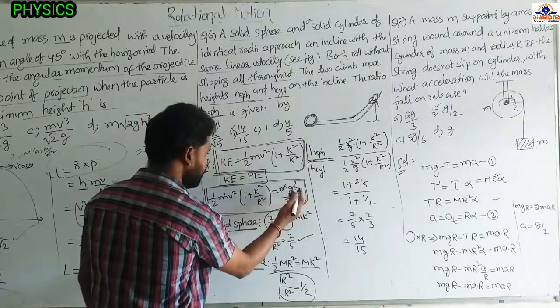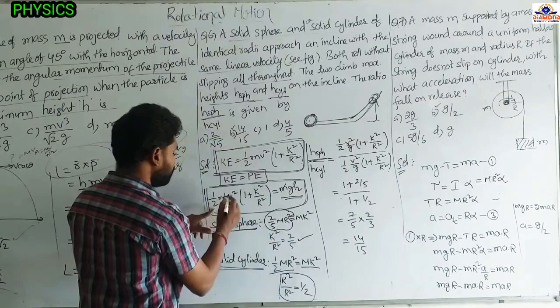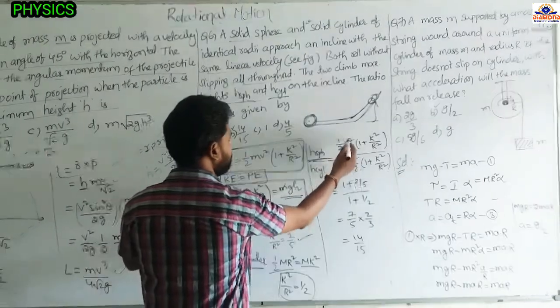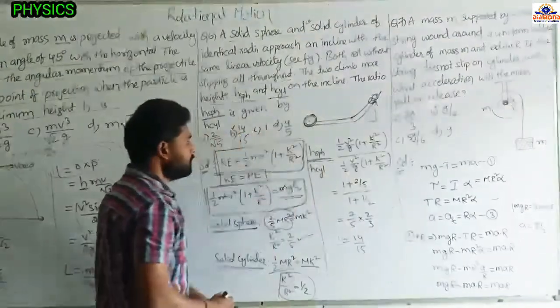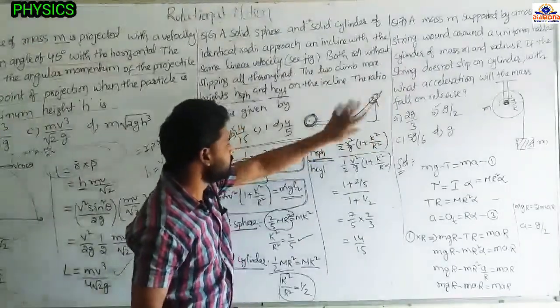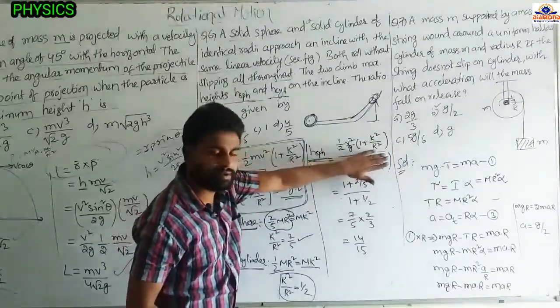The height I need: height equals, sending g to this side, half v square by g, that means v square by g into 1 plus k square by r square. So this is for the sphere. In the same way, write down the cylinder also, we will get the same thing.